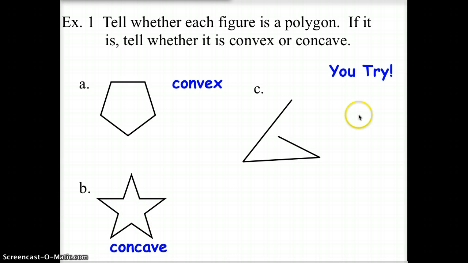This last one is not a polygon. The reason it's not a polygon, it's not a closed figure. This endpoint here and this endpoint here are just floating off in space. So it's not a polygon. It has to be closed to be a polygon.